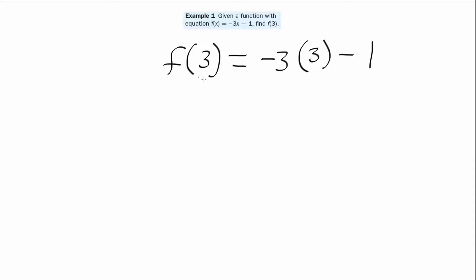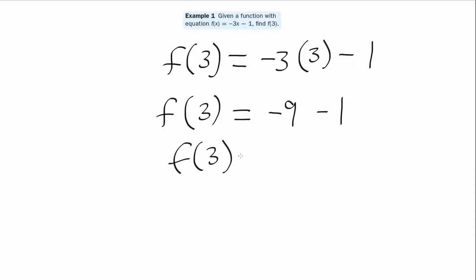F of 3 equals negative 3 times 3 minus 1. That sure looks to me like that would be negative 9 minus 1. So f of 3 equals negative 10. This is our application of function notation.